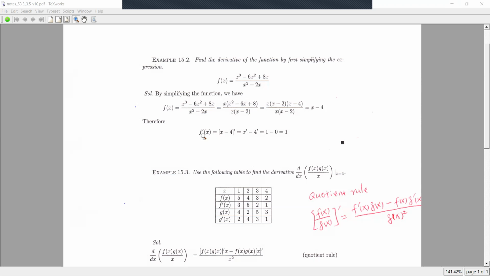Now, take derivative on the function. By difference rule, then we get this equation. X derivative is 1. 4 derivative is 0. So the derivative of this function is 1.